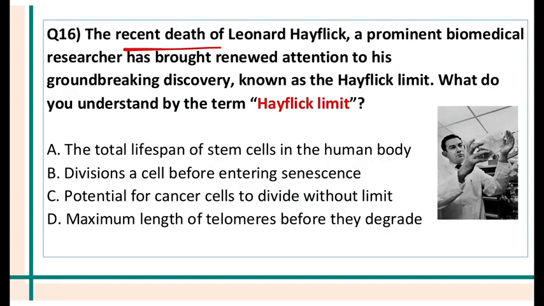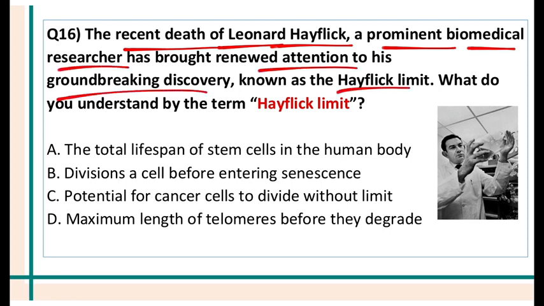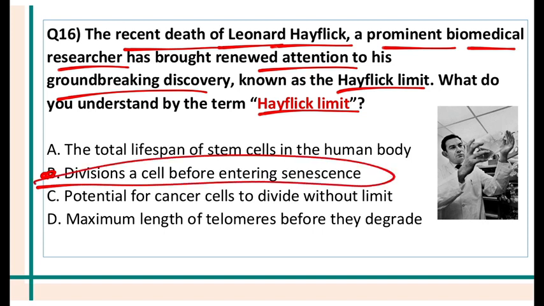The recent death of Leonard Hayflick, a prominent biomedical researcher, has brought renewed attention to his groundbreaking discovery known as Hayflick limit. What is the meaning of Hayflick limit? Hayflick limit basically means it limits the divisions which a cell can have before entering senescence. So you know that there are cells in our body, right? Those are called somatic cells. Our body is made up of somatic cells.